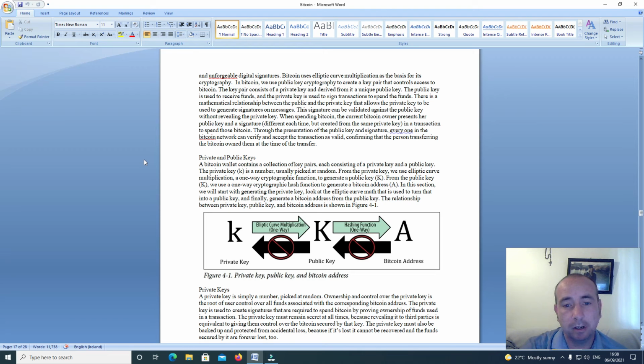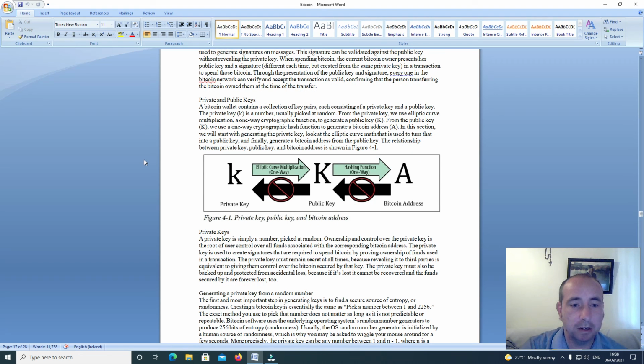When spending Bitcoin, the current Bitcoin owner presents her public key and a signature, different each time but created from the same private key, in a transaction to spend those Bitcoin. Through the presentation of the public key and signature, everyone in the Bitcoin network can verify and accept the transaction as valid, confirming that the person transferring the Bitcoin owned them at the time of the transfer.